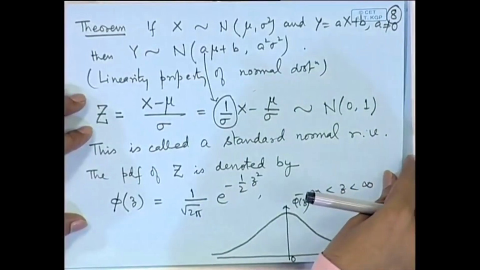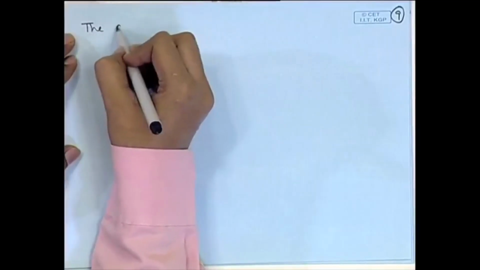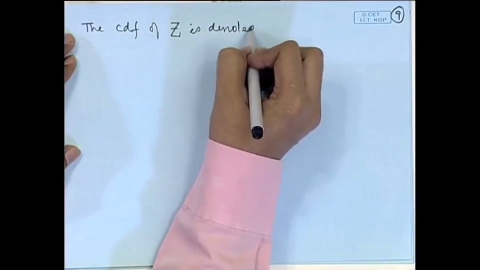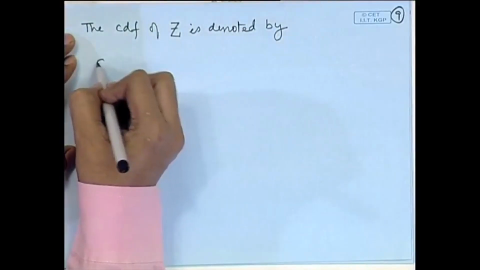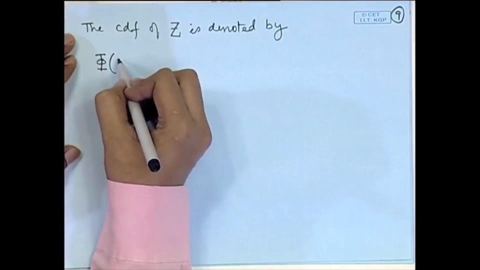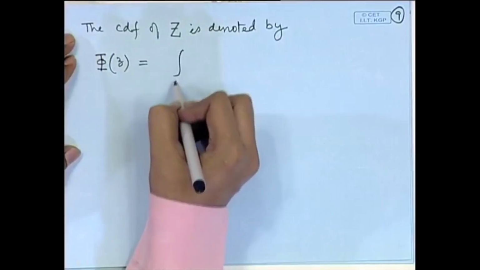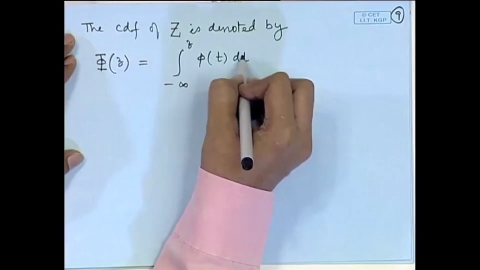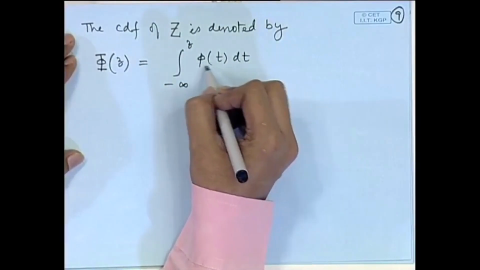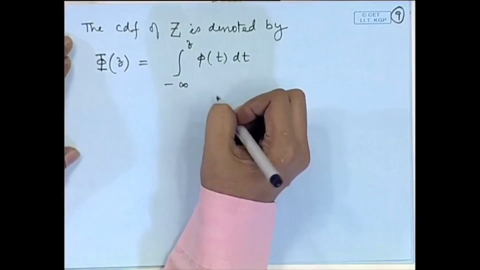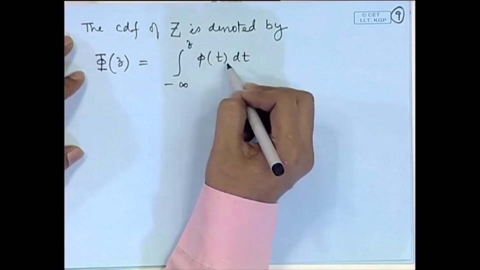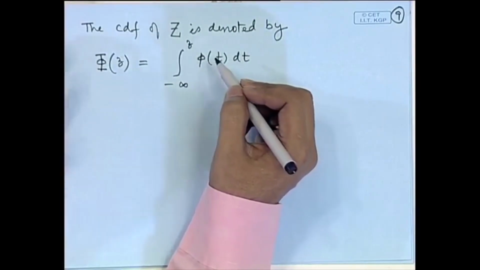The cumulative distribution function of standard normal random variable is denoted by capital phi of z, that is integral from minus infinity to z of phi t dt, where small phi t is the probability density function of a standard normal random variable. Now, before going to the problems, let us look at the properties of this distribution.